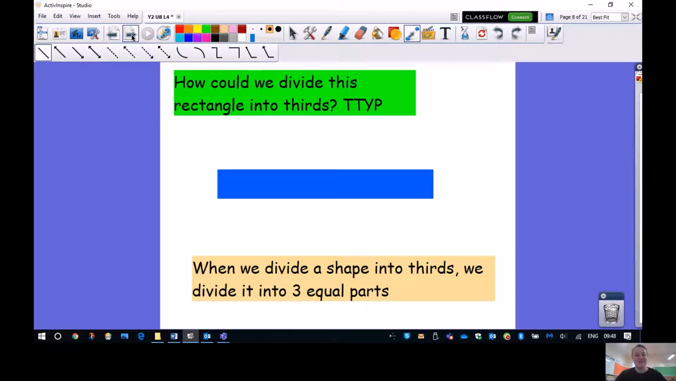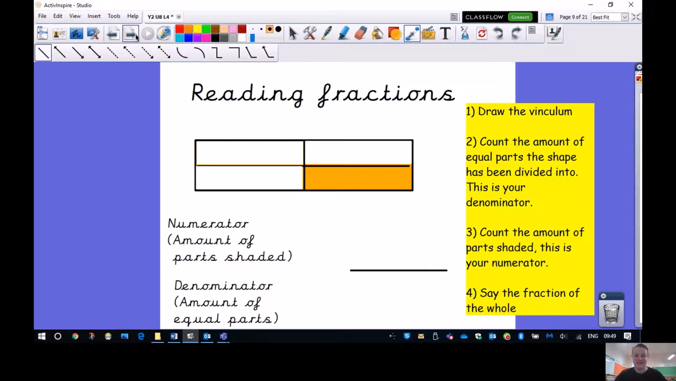You already know this. What did I need to do? How many parts does my rectangle need to be cut into? 3. I want 3 equal parts. One, 2, 3. 3 equal parts. It's in thirds. Next step of our lesson, reading the fraction.